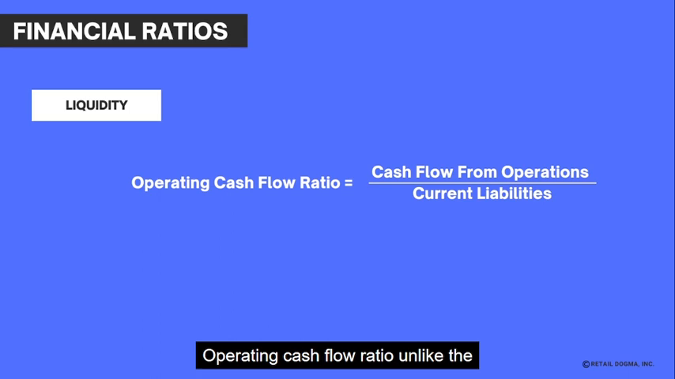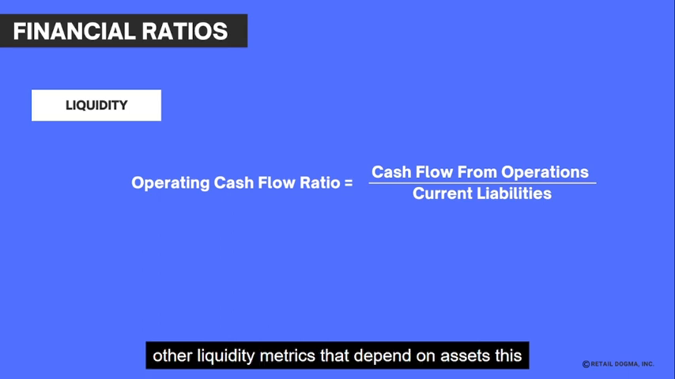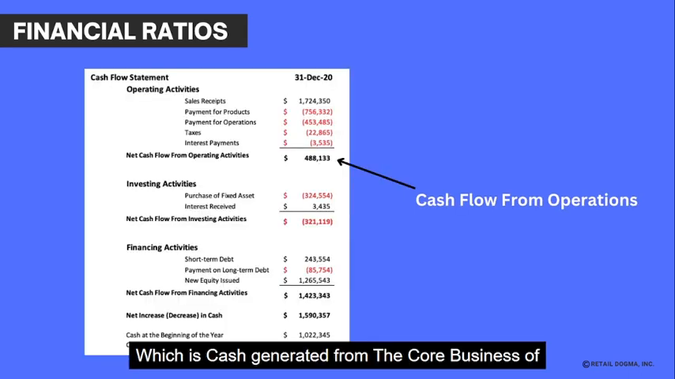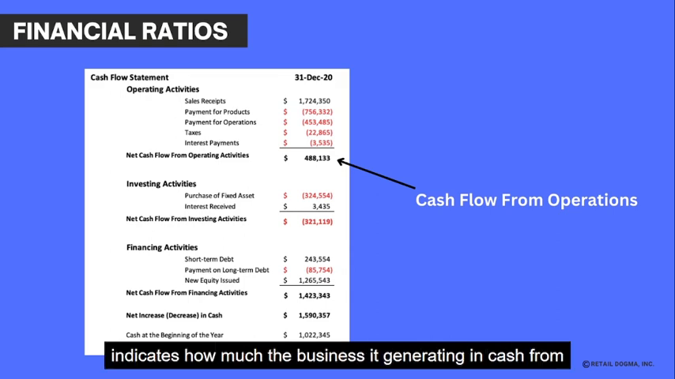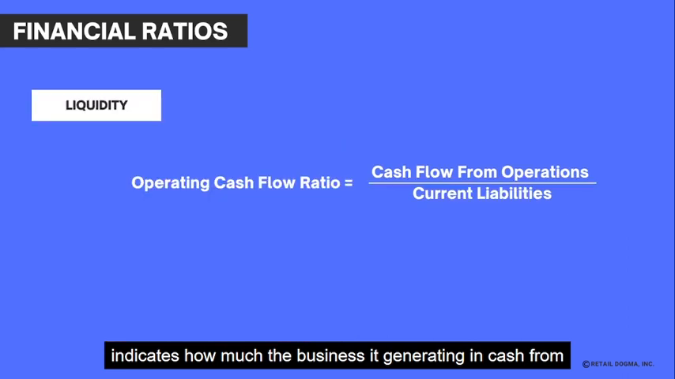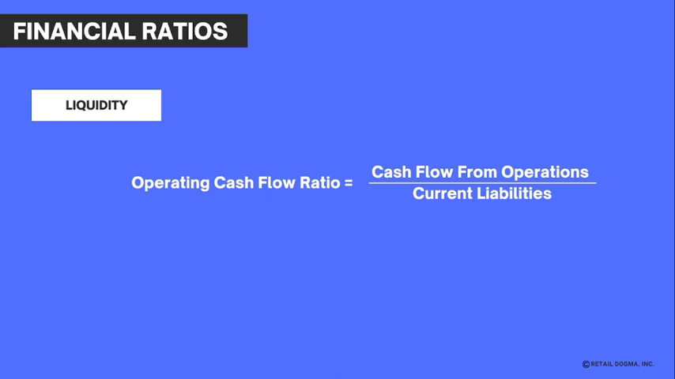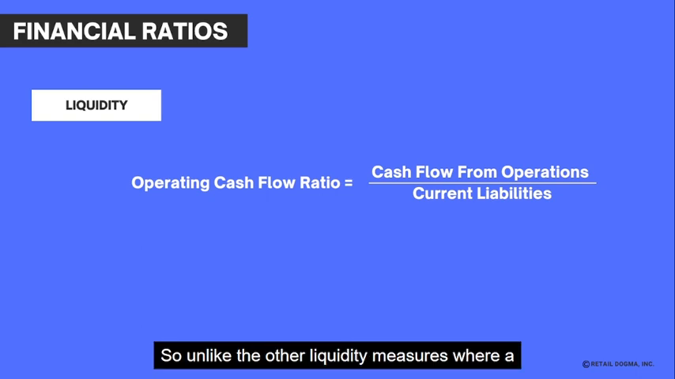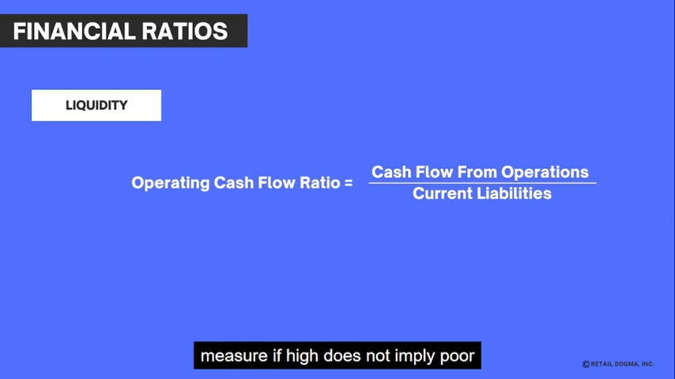Operating cash flow ratio. Unlike the other liquidity metrics that depend on assets, this ratio depends on the cash flow from operations, which is cash generated from the core business of the company. Not only does this measure how well a company can cover its current liabilities from cash from operations, but it also indicates how much the business is generating in cash from every dollar of current liabilities. So unlike the other liquidity measures, where a high figure indicates poor utilization of cash, this measure, if high, does not imply poor performance, but on the contrary, it indicates that the business is efficient in generating cash flow from its current liabilities.